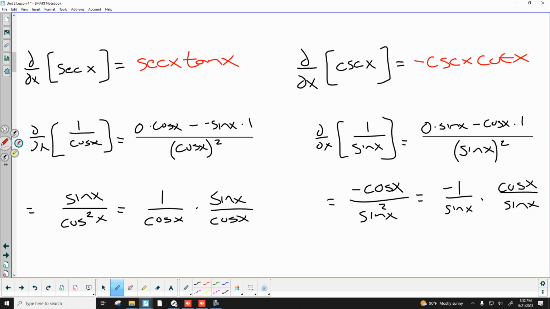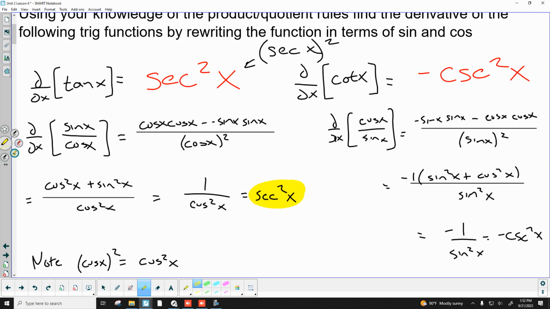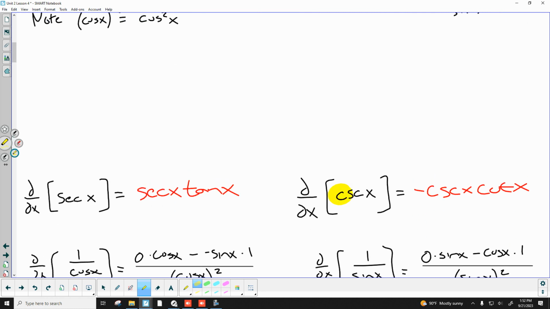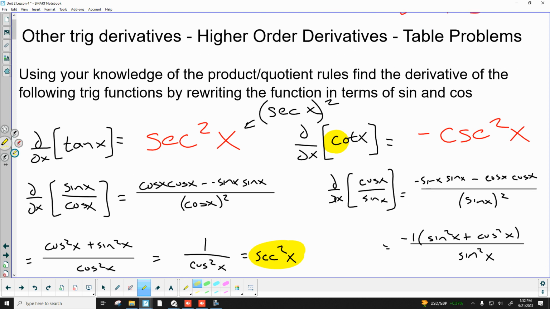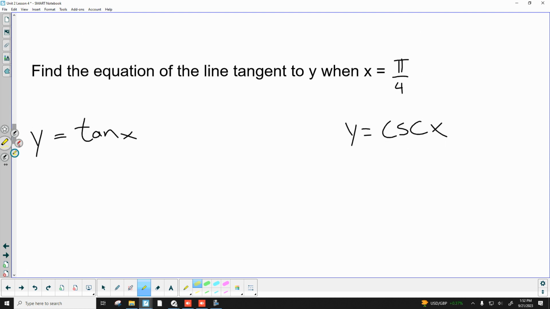Some things that'll help you in the future: noticing that cosine, cotangent, and cosecant, their derivatives are all negative. So whenever you start with a C, your derivative will always be negative. Sine and cosine's derivatives are similar. Tangent and cotangent are similar. Secant and cosecant are similar. So really, if you just remember one, hopefully you can figure out the other one. But that's up to you. Let's try to apply this knowledge.